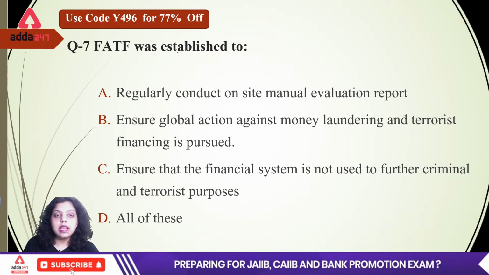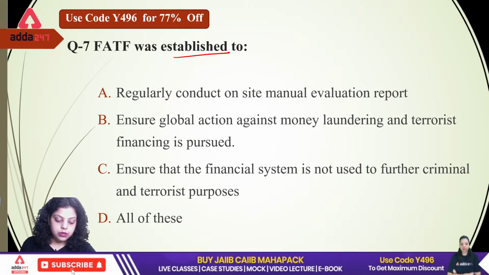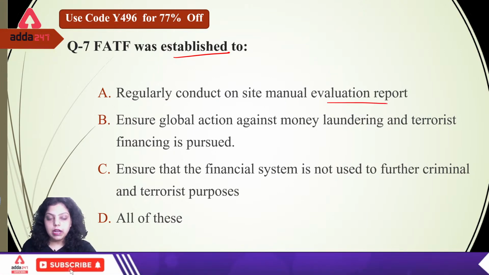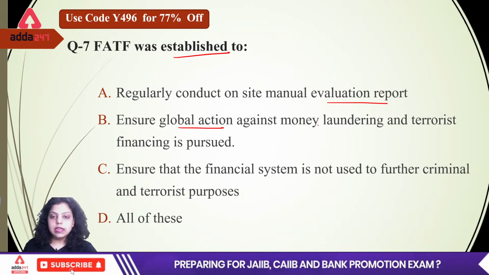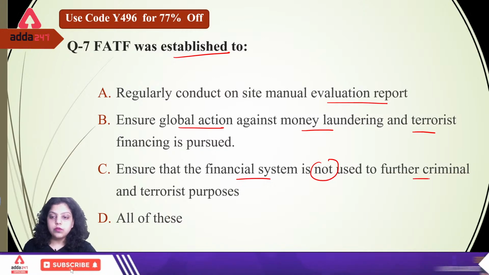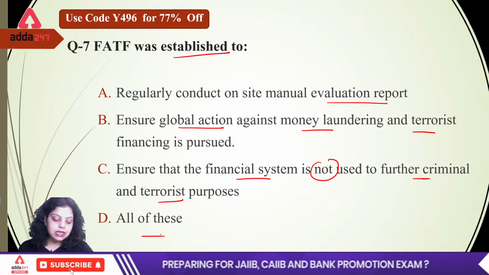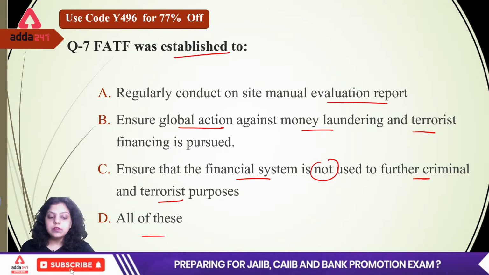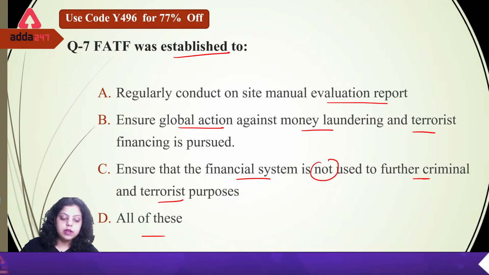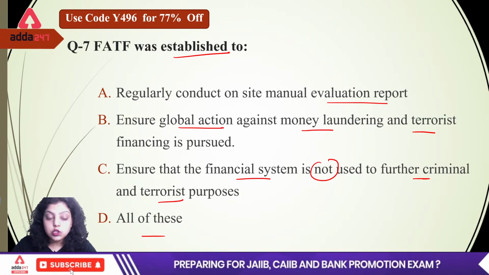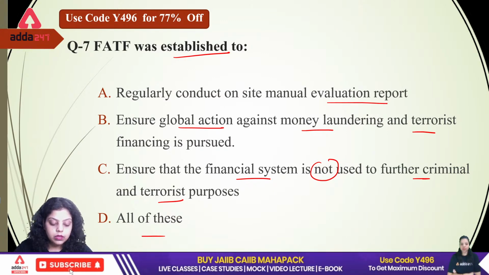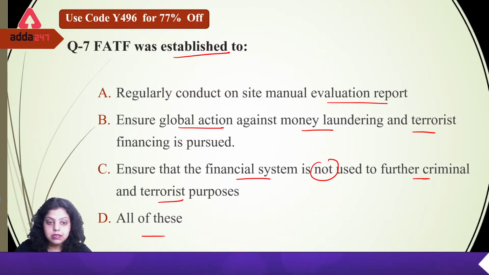Now the seventh question says FATF was established to. The first option says regulatory conduct on-site manual evaluation report, the second says ensure global action against money laundering and terrorism financing, the third says ensure that the financial system is not used for further criminal and terrorist purposes, and D says all of these. First of all, FATF stands for Financial Action Task Force, and which of the following is the reason because of which the Financial Action Task Force was established? Is it A, B, C or D? Which of the following is correct?